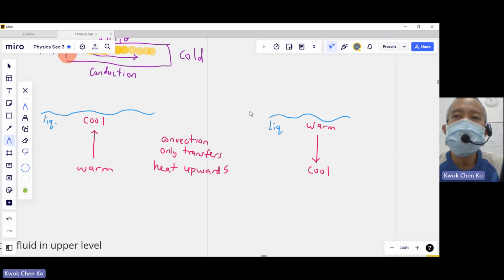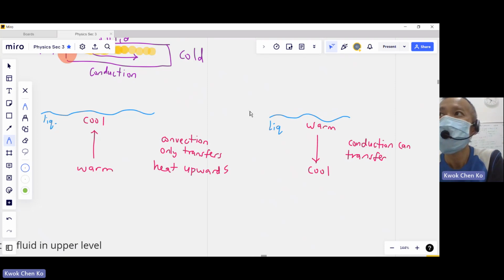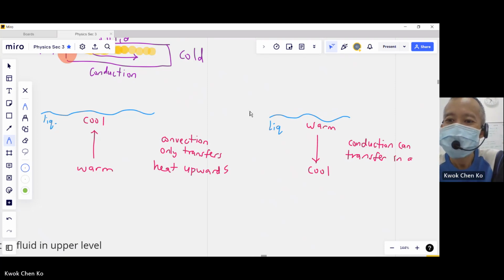So back to the story here. What is my mechanism? It is conduction. Because it can transfer in any direction as long as it's from hot to cold. It was mentioned last time. But last time they called it a cycle. Later you still have to draw the cycle.